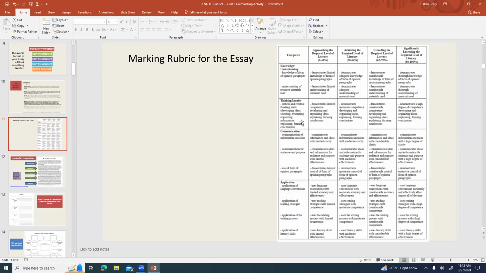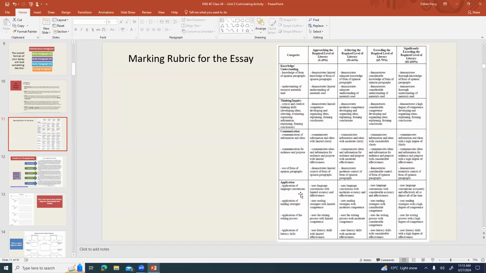Then I'm looking for critical and creative thinking skills. Those are things like how you develop your ideas, what information you select, how you present your evaluations, how do you organize the information and explain things, how do you form your conclusions, all those kind of things. And then communication. Basically, it's kind of looking at how do you write your ideas? Are you aware of the audience? Are you aware of the purpose? How do you use the paragraph format?